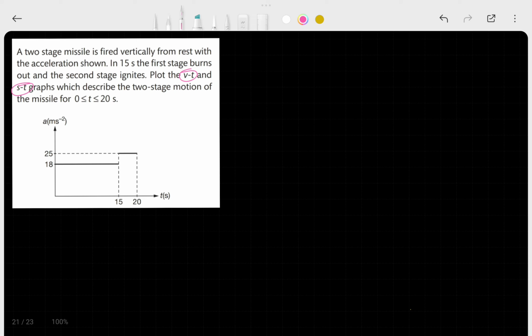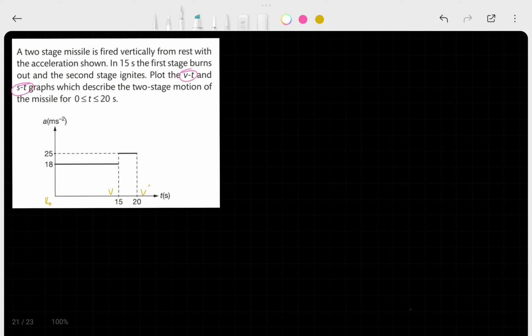So we have two stages, and here in this given graph, the AT graph is given, so we need to convert this AT graph into a velocity time graph and a displacement time graph. Okay, we'll start. First of all, we need to assume that at 0 second the velocity is v0, at 15 second the velocity is v, and at 20 second the velocity is v dash.